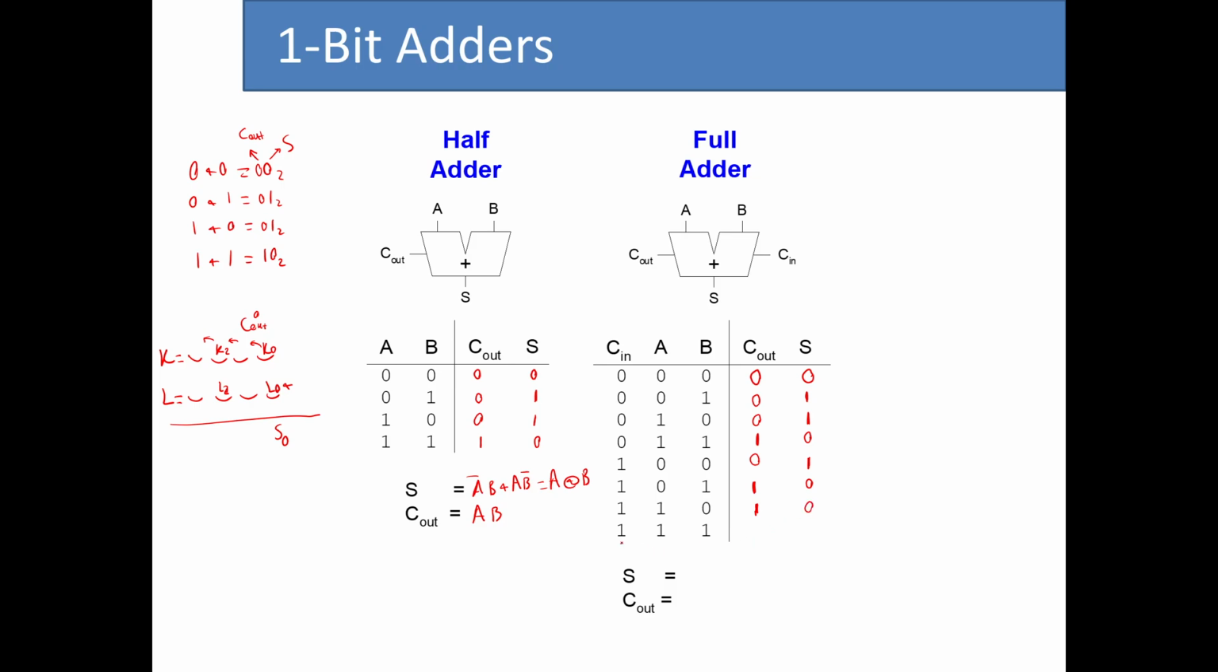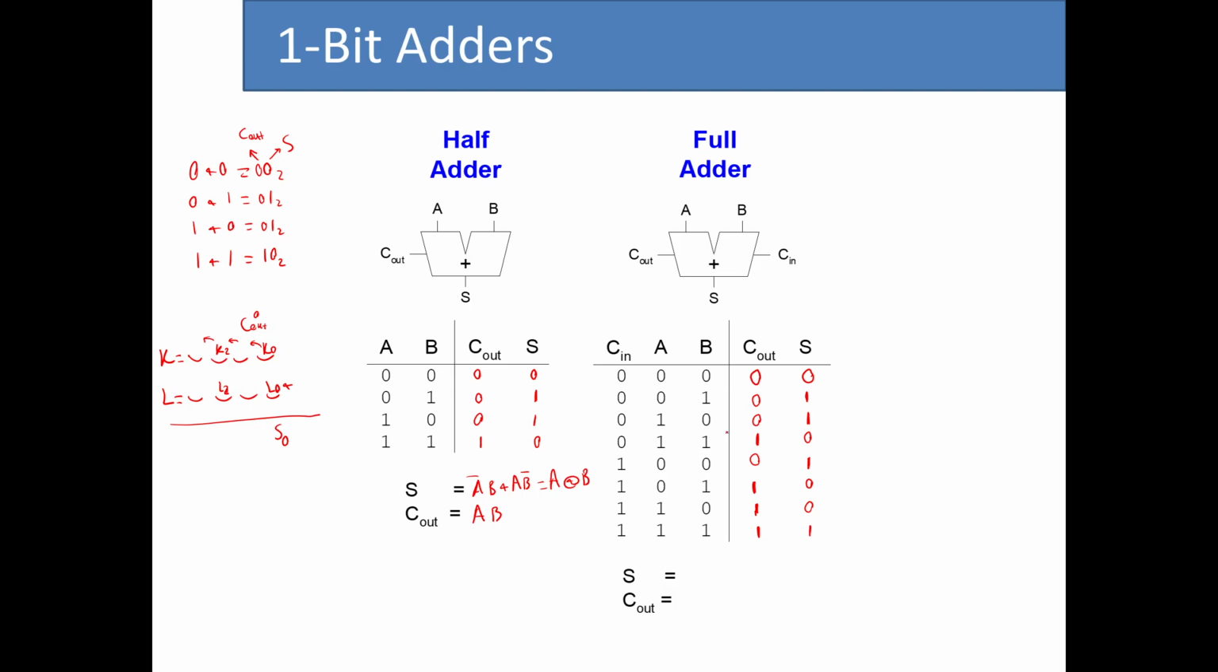And finally, when we have all of these inputs, carry in, A and B, to be 1, we have a carry out, and the result of summation is also 1, because 1 plus 1 plus 1 is going to be 3 in decimal, which is equivalent to 11 in binary. So now let's say we want to find the Boolean equation for these two variables, C out and S. Again, it is very straightforward and easy.